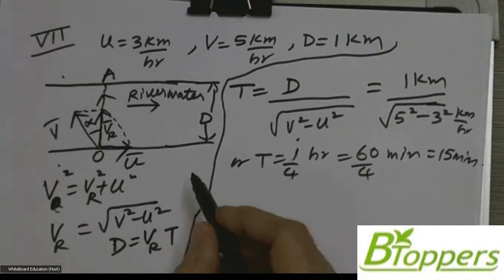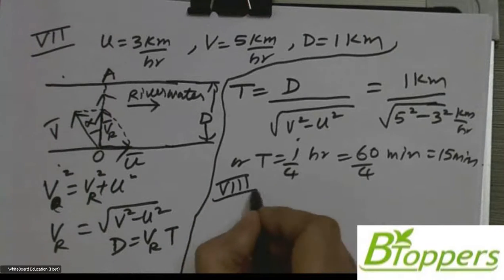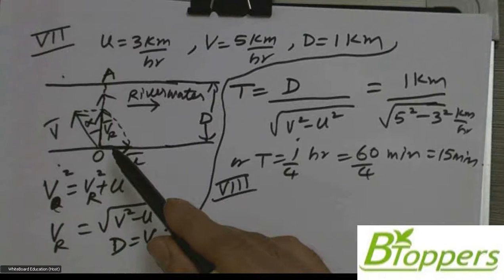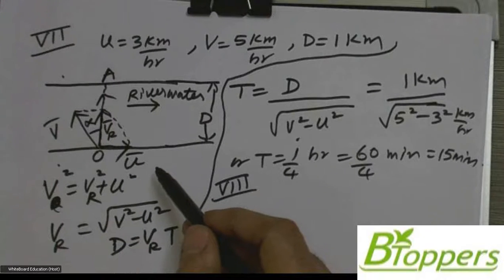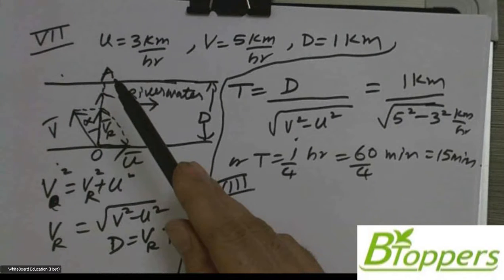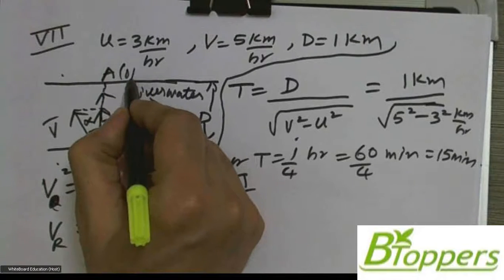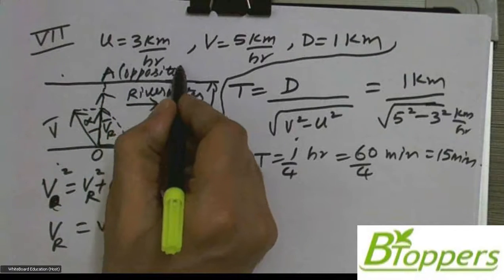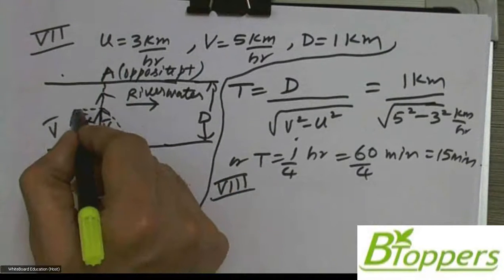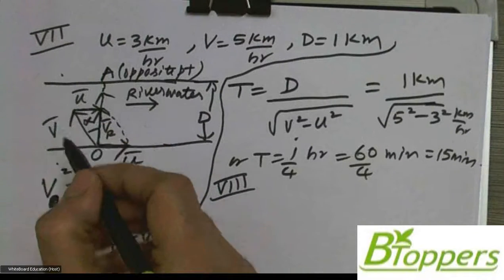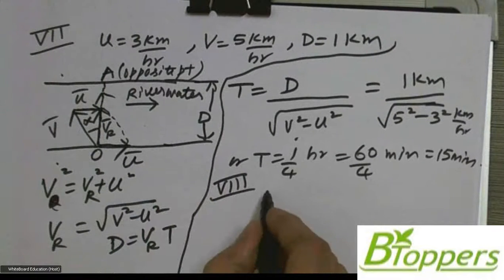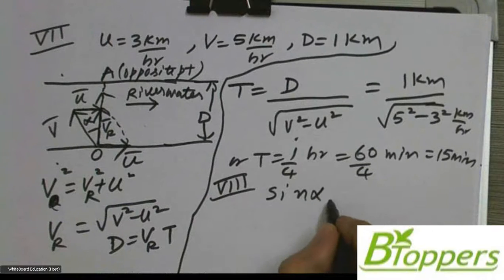The next question is also related to the question number 7. In the same question you are asked to find at what angle to the direction of the water flow the boat has to be rowed to reach the opposite point A on the other bank. That means you are asked to find the angle between V bar and U bar. For that you have to find angle alpha. Here alpha is the angle which V bar makes with the width Y of the river. You can write sin alpha equal to U by V.